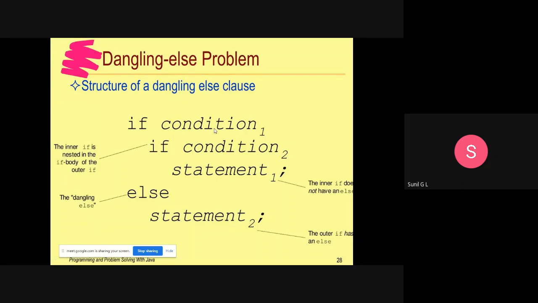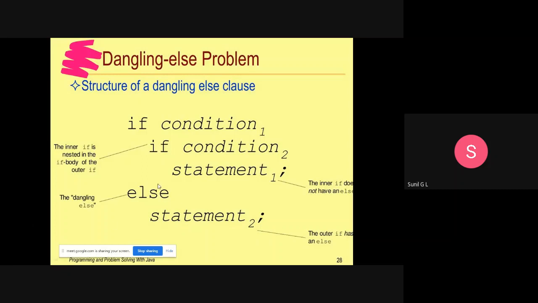So we need to overcome this dangling problem. When the if condition is true, no issues. When the first if condition is false, at that time this else statement will wrongly be executed. So we need to overcome this. How will we overcome it? Simple.